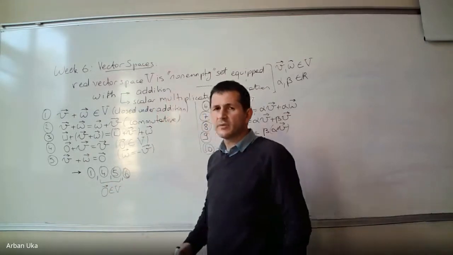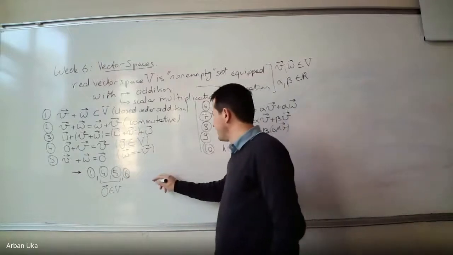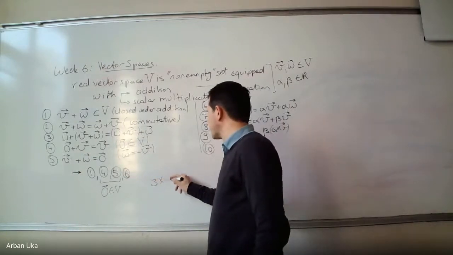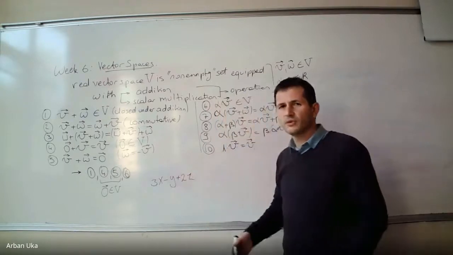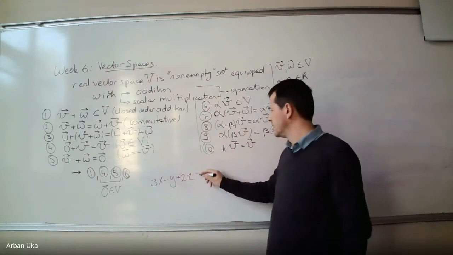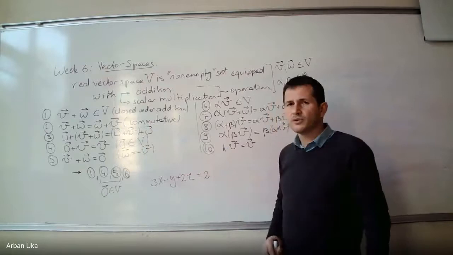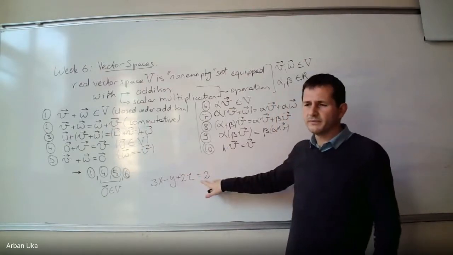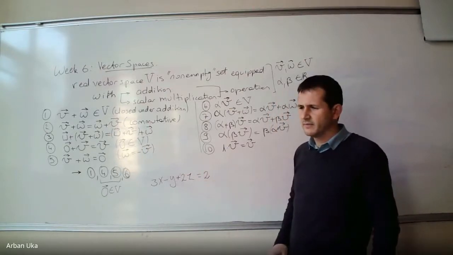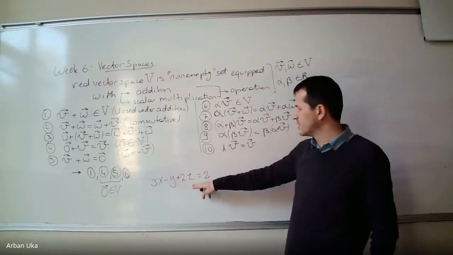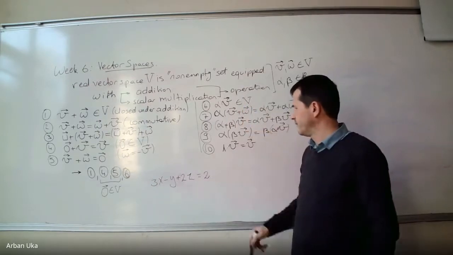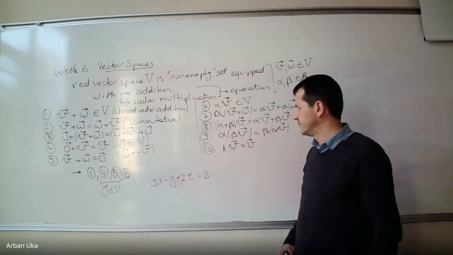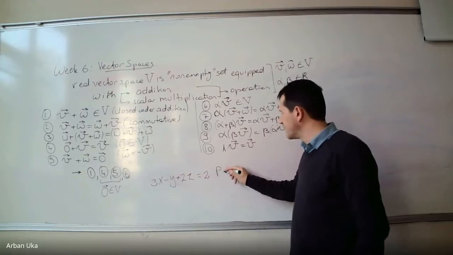Now, let's give an example right away. So let me ask you this. If you have an equation of 3x minus y plus 2z, I need to give this equation so that we just pick up with the previous information. If this is equal to 2, I want to ask, what is this equation? This is an equation of what? What could this be? A plane. Correct. This is a plane, okay?